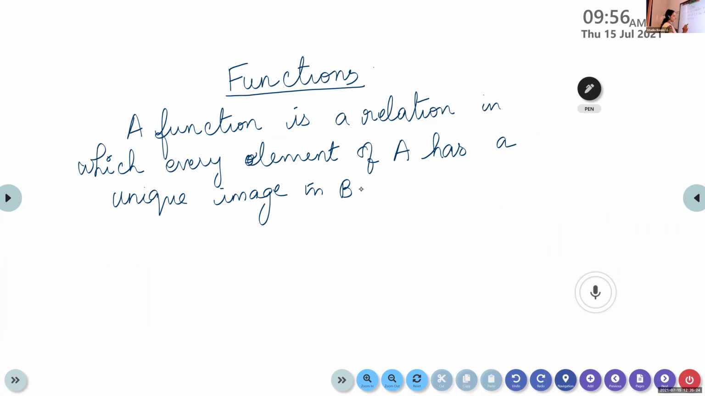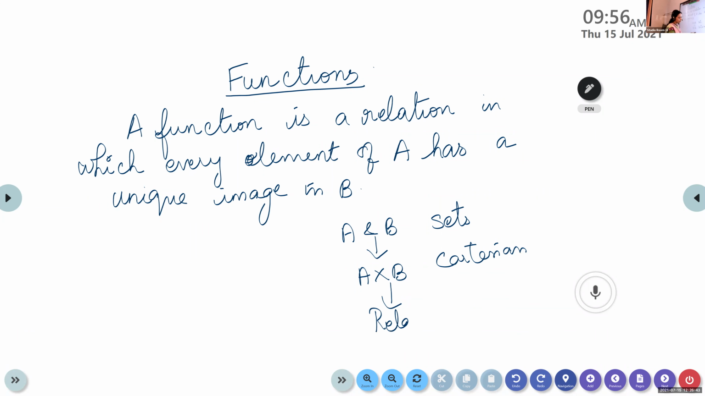Suppose you are given two sets A and B. From the sets, we can define A cross B, the Cartesian product. From the Cartesian product, we can define the relation. What is a relation? It is a subset of a Cartesian product. From the relation, we can define a function. A function is a relation in which every element in the domain has a unique image.